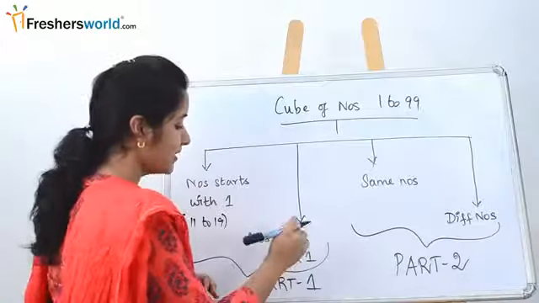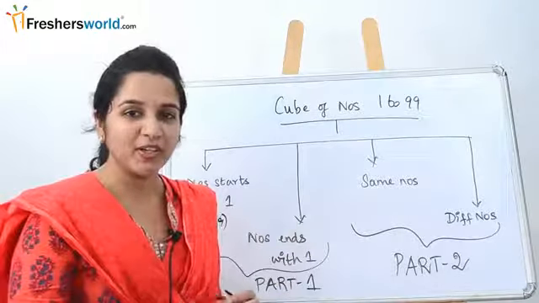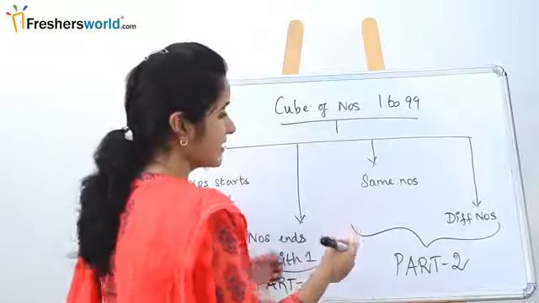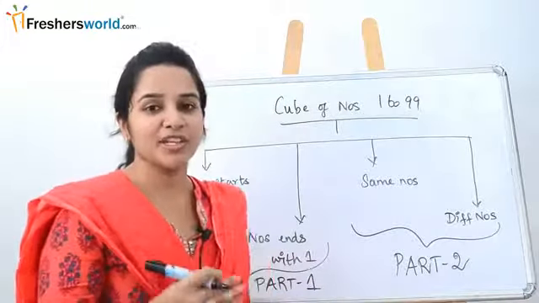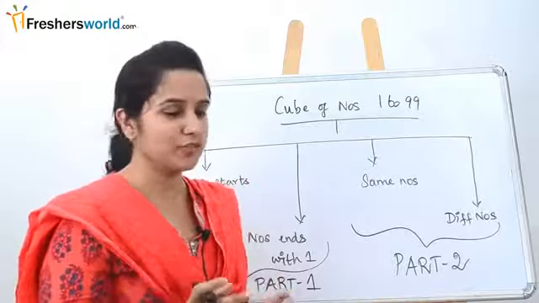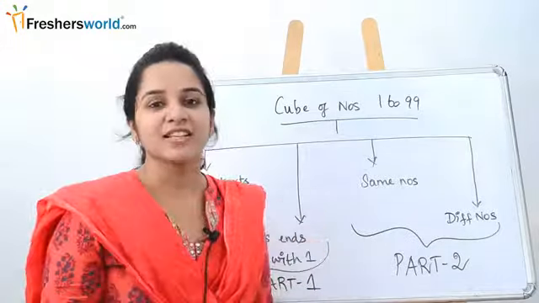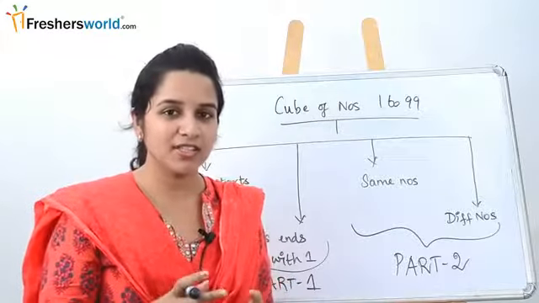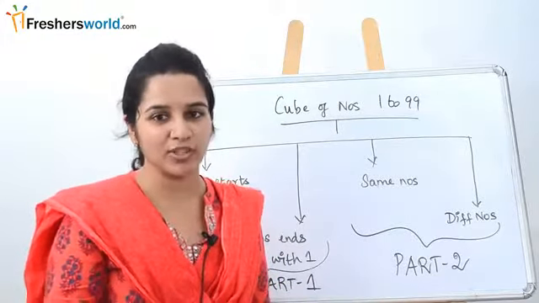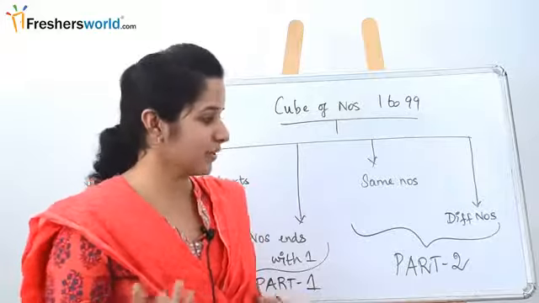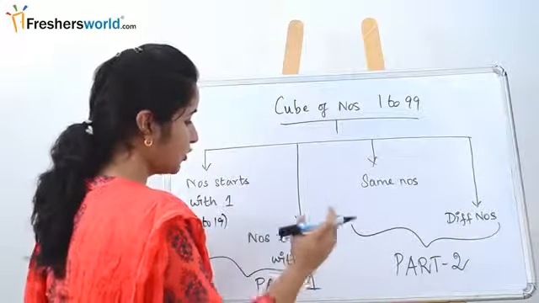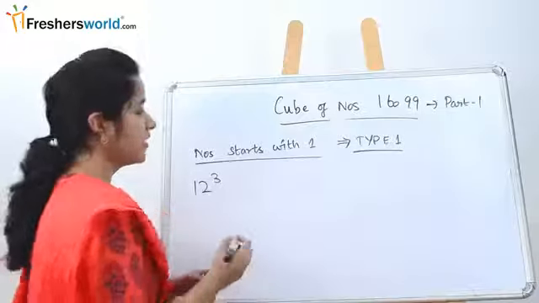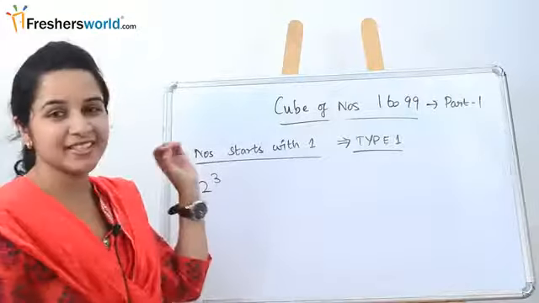Similarly, numbers that end with 1, for example 21, 31, 41, and the ways in which we can solve them. Next are the same numbers, which is nothing but 22, 33, 44. The last is the different numbers, for example 23, 42, 83. This has been split into 2 parts in order for you to understand it much better. So let's get started. The first type is numbers that start with 1.